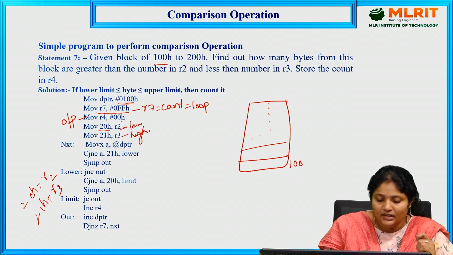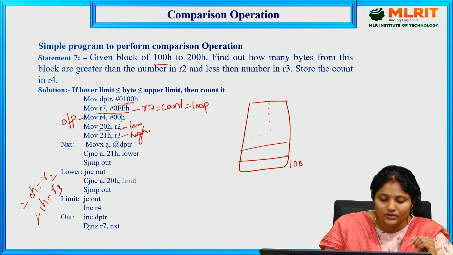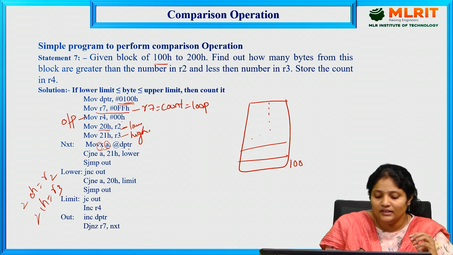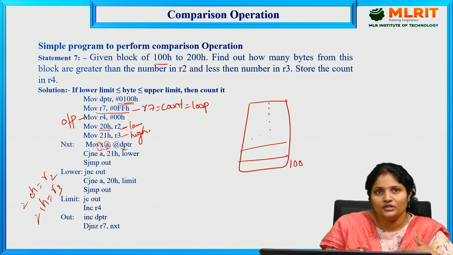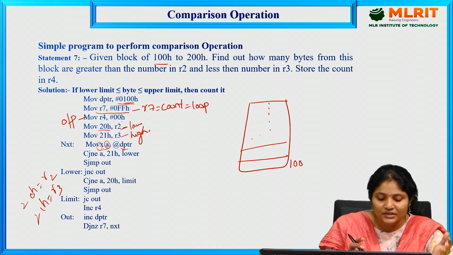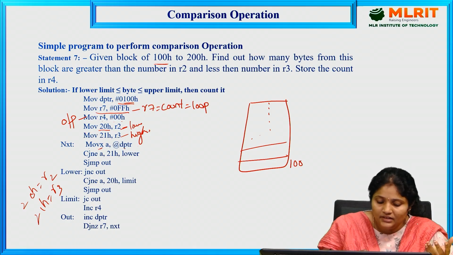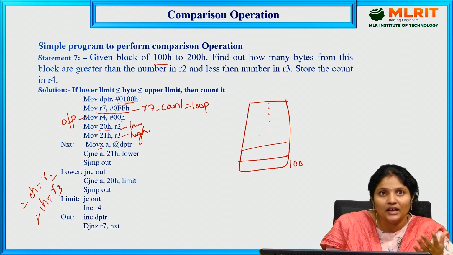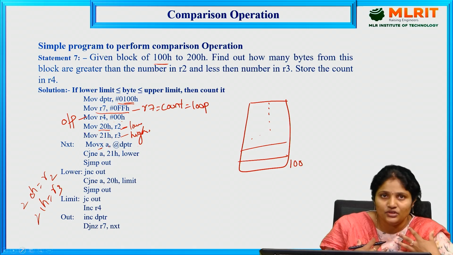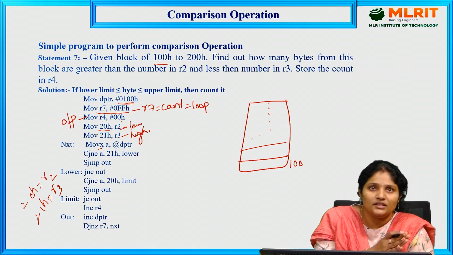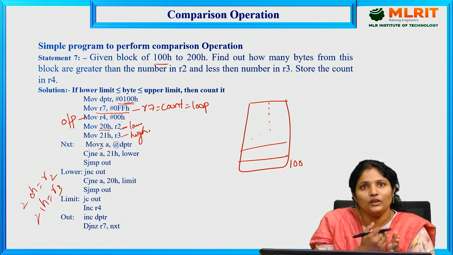the data present at the DPTR, the first byte, will be moved into the accumulator. Here I am using the MOVX instruction because @DPTR means it is an external operation. To specify external operations, I am using MOVX; the X represents an external operation. So the data present in the first location of DPTR, which is the 100H location, will be moved to the accumulator. I need to check it with the limits. First I am checking with the higher limit. If it satisfies the condition of the higher limit, then it will go to the lower limit, right?